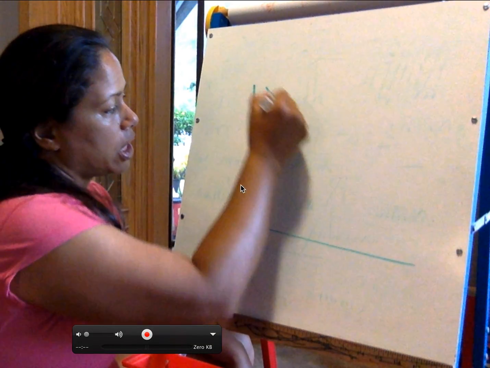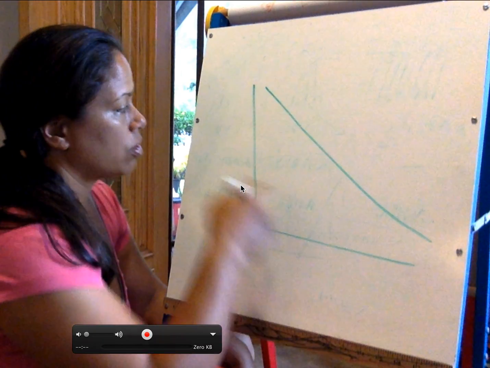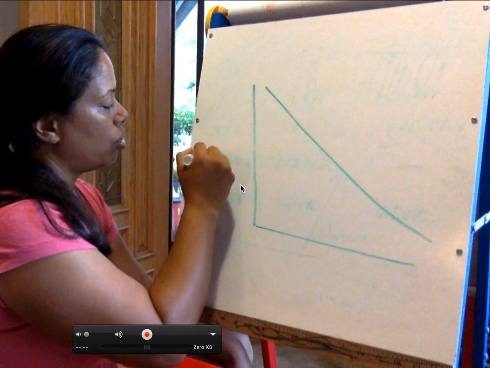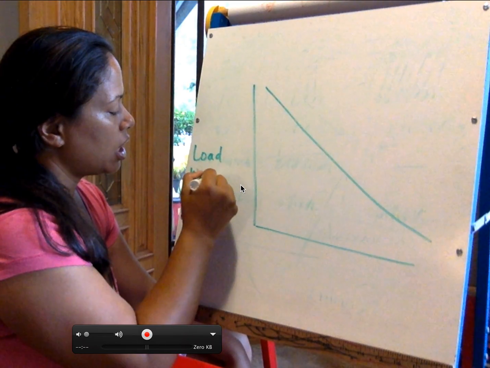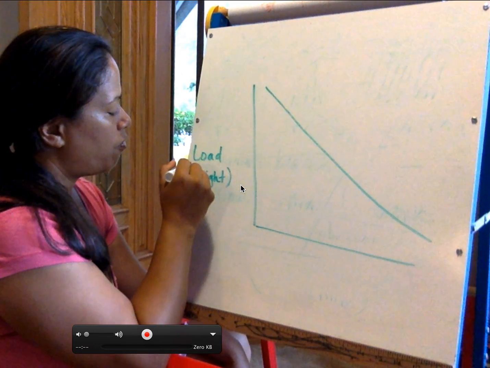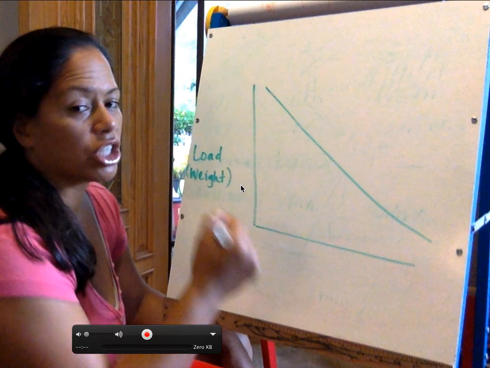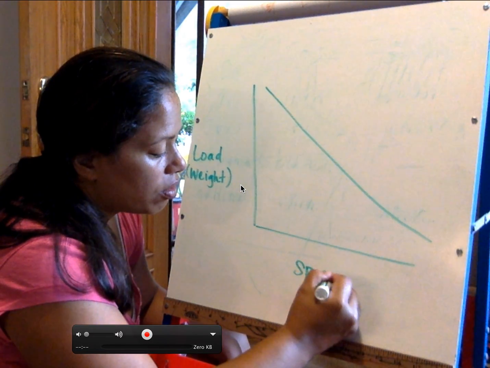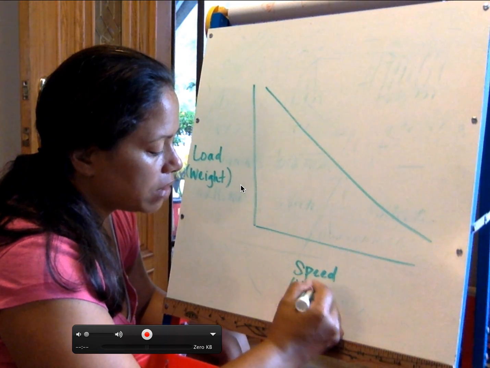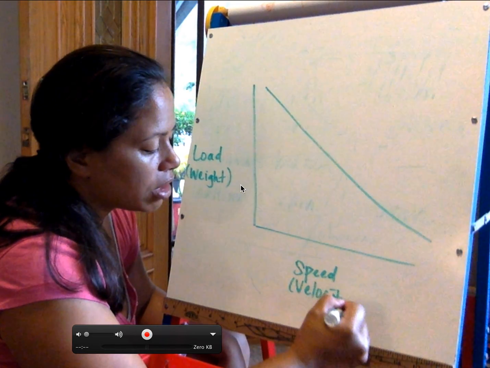So it's this kind of relationship. If I say this is your load, you can call it load, you can call it weight, we can just keep it as load and weight. This one is speed. You can also call it velocity. Speed and velocity are pretty much the same thing.